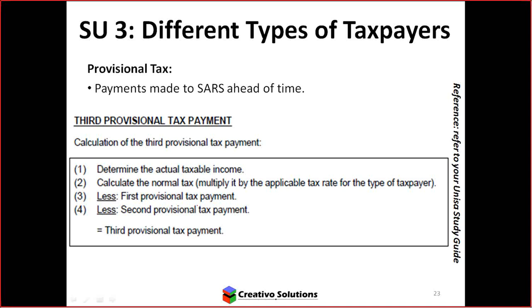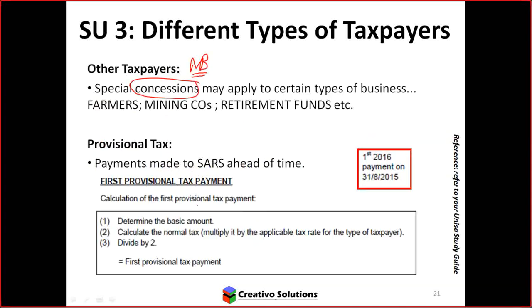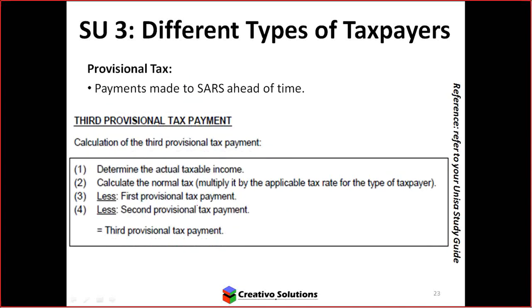The third payment. Because remember, the first payment is on the 31st of August. Second payment is on the 28th of Feb. So it must be from March to somewhere. It's probably May or June, I think. Okay. Hopefully you don't end up with a third provisional tax payment, because that means that your calculation was slightly off.